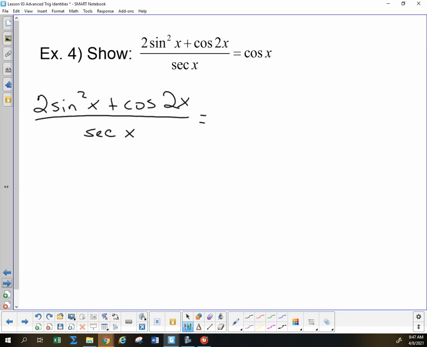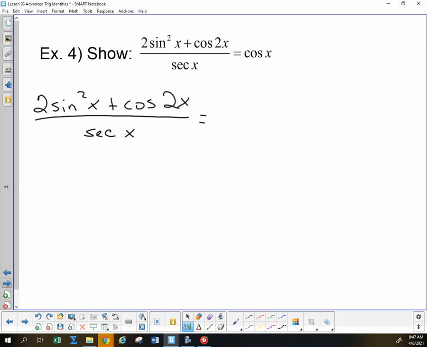Willie Rose? Maybe change the sine squared x to 1 minus cosine squared x? I might try using my Pythagorean identity on that sine squared of x. And then that's going to give me some cosines with 2x and cosine with x and secant with x. And I need to end up with just cosine of x. So somehow I'm going to have to get rid of that 2x in there.